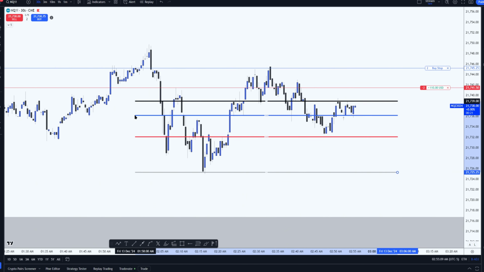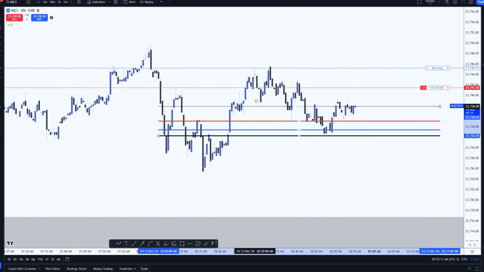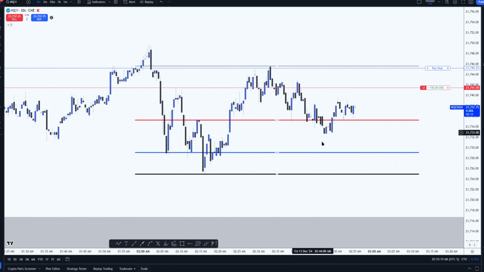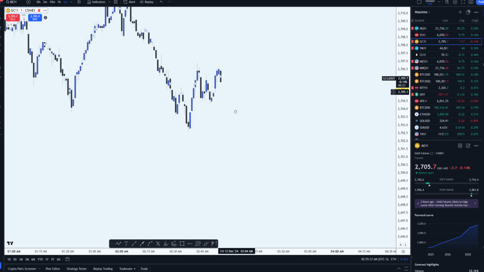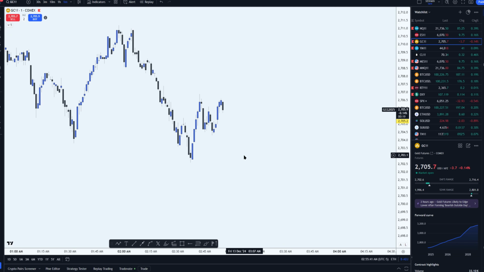So now, is this low likely to break? Well, let's check it out. Hasn't quite got there yet. So once it gets down here, I'll know, but I'm going to teach you the second way right now. So here we are on gold.